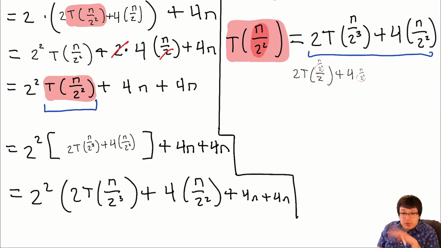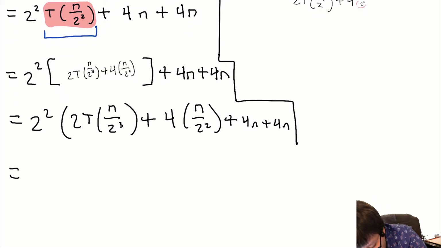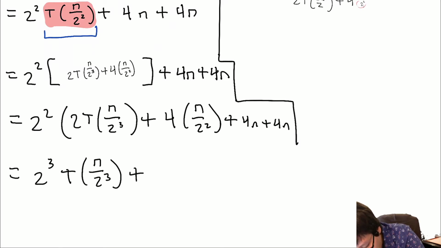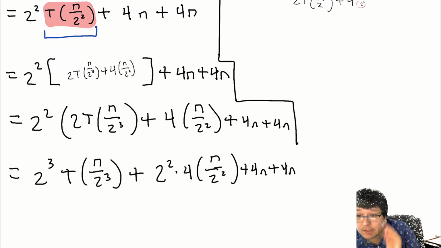So let's multiply the 2 to both sides so we don't screw that up or forget that. So on this side it's just going to become 2 cubed, T of n over 2 to the third. And on the other side, we've got to be careful because now it's not 2, it's 2 squared while we're multiplying. So really we're doing 2 squared times 4n divided by 2 squared, and then the 2 plus 4n. Notice again, this is no coincidence. There's no coincidence that these two cancel again. The pattern is emerging.